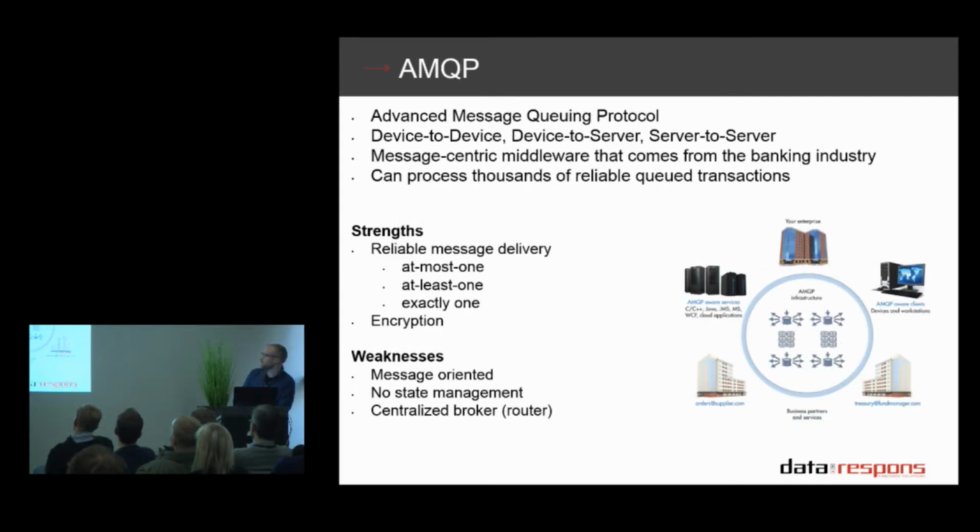You have AMQP, which is very secure. It's made for banking transactions, and it can give you reliable message delivery: at most once, at least once, exactly once, and encryption. It is message-oriented, so it doesn't give you the data-centric approach of DDS, but it's very secure.